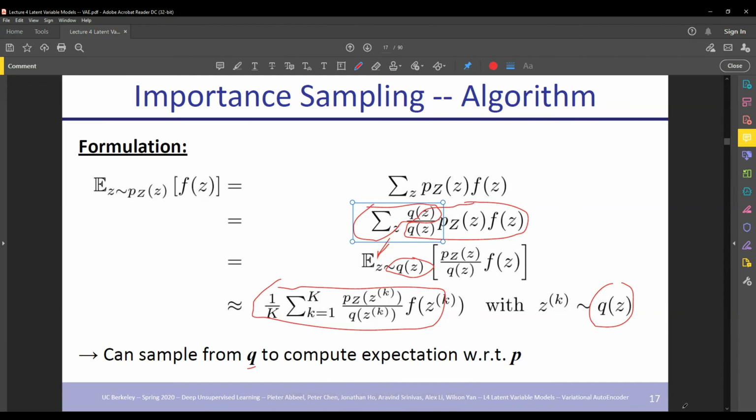So importance sampling essentially is a way to switch the distribution you're sampling from and still compute an approximation of the original expectation, so that in the limit of K being very large, we will still be correct with respect to our original expectation. That's what importance sampling helps us do. Any questions on this?